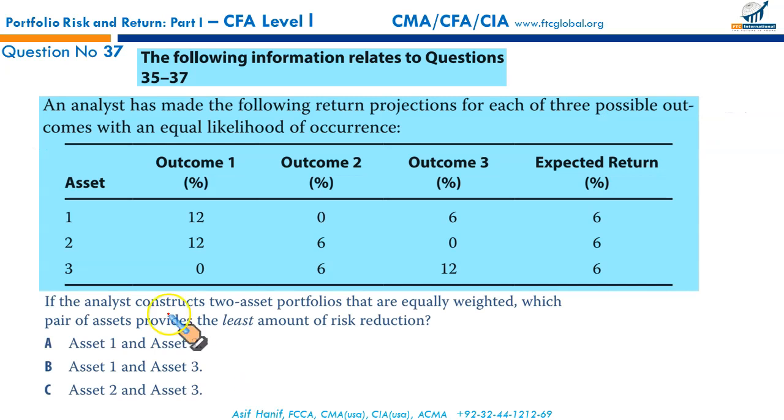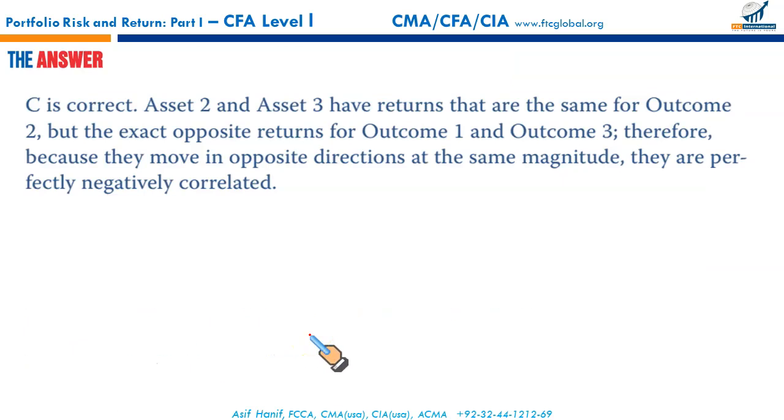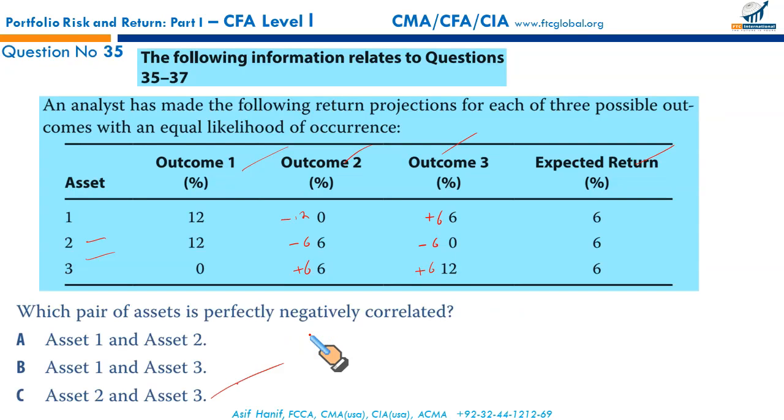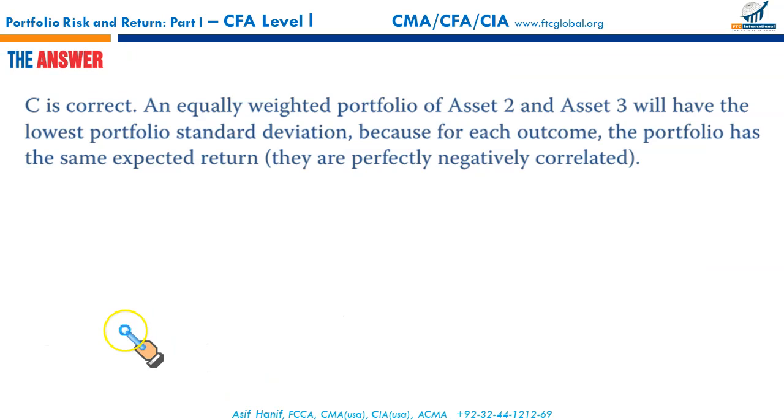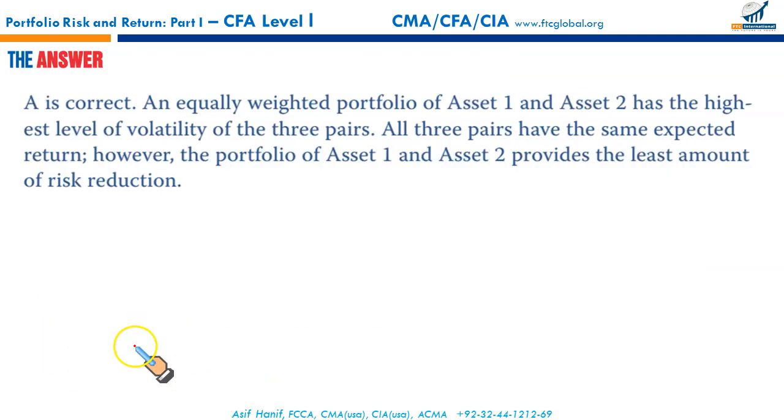Next. If the analyst constructs two assets portfolios that are equally weighted, which pair of assets provides the least amount of risk reduction? So here we go. These are the 3 assets available with the markings. As you can see, asset 1 and asset 2 have the highest level of volatility of the 3 pairs. So if you combine 1 and 2, it would result in the least amount of risk reduction. So it's going to be asset 1 and 2 in question number 37. Asset 1 and asset 2, A is the right answer.